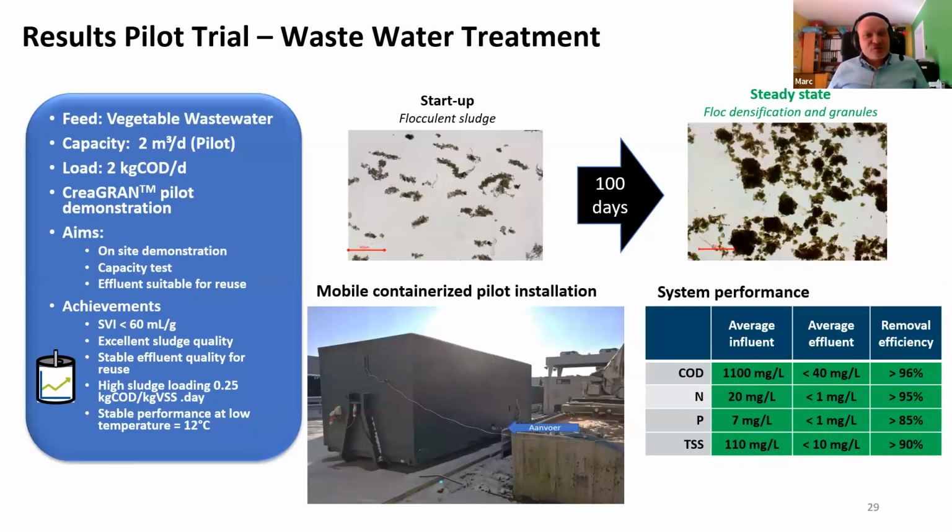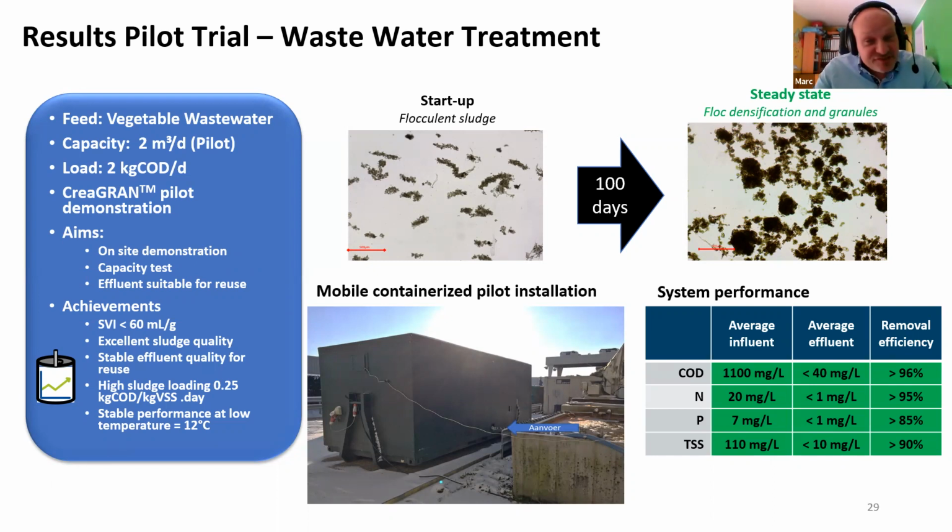Concerning the test results, we started with classical flocculant sludge from a domestic wastewater treatment plant. And after applying our strategy, after about 100 days, we could reach stable, granular, dense sludge in the system, which leads to an SVI of lower than 60 milligrams per liter, with a very good sludge efficiency. You also see on the downside that the quality of the effluent is excellent in order to treat it with a membrane system.